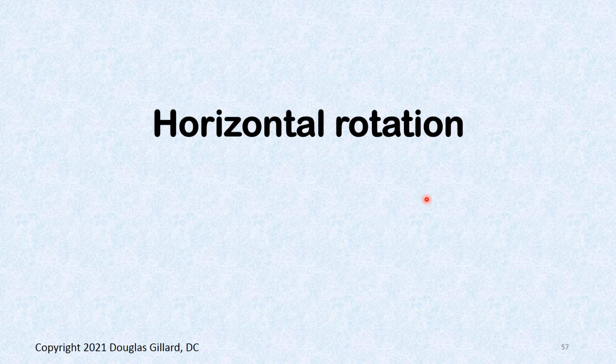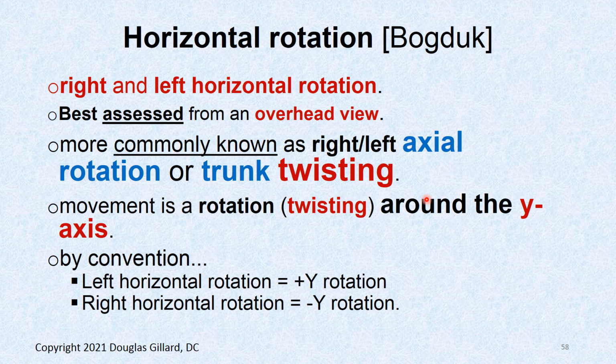Yeah, the only one we haven't talked about is just basically twisting to the right and twisting to the left. So horizontal rotation, that's what it is. It's a twisting and turning around the y-axis. Right and left horizontal rotation, it's called. Best assessed from the overhead view.